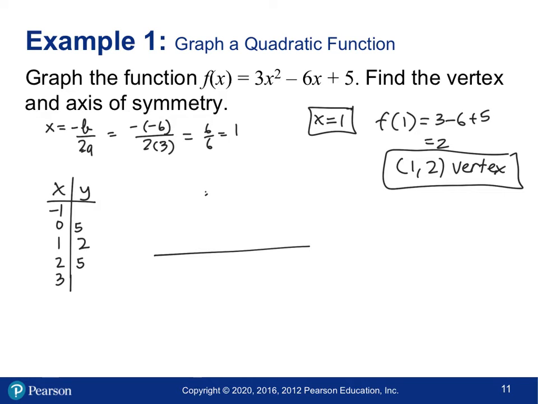All right, so let's see. This would be (1, 2), opens up. We have (0, 5). Remember there's a matching point over here, so it goes like this. All righty.